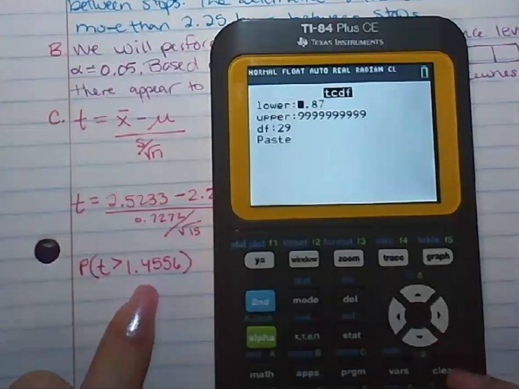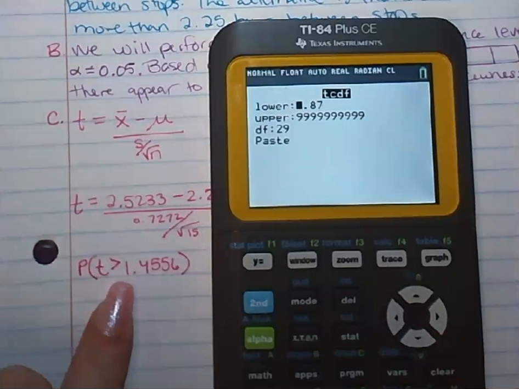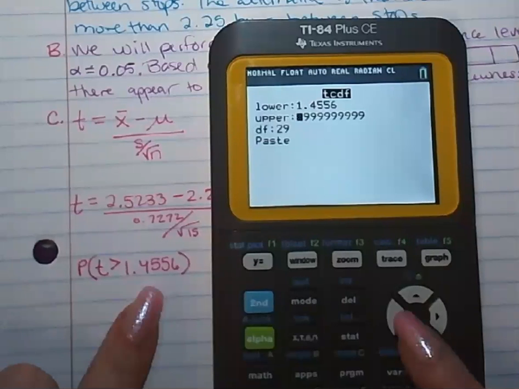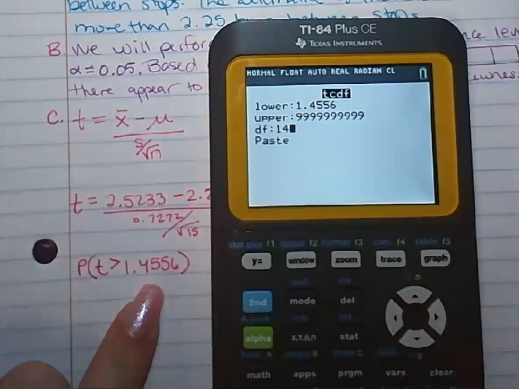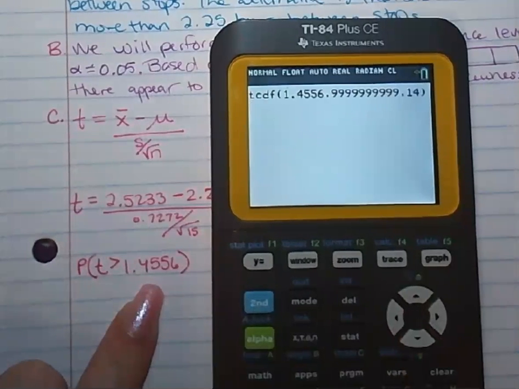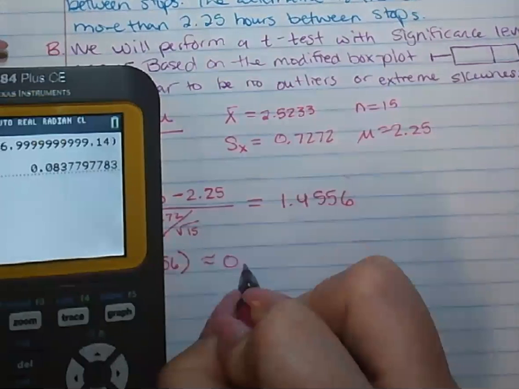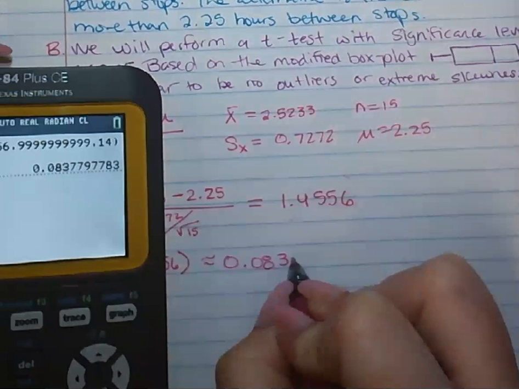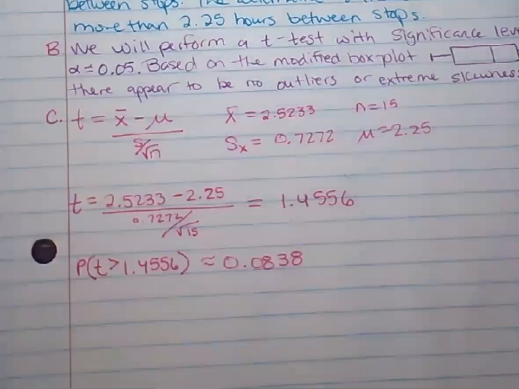Lower bound, let's see, we want greater than 1.4556, so that is my lower bound. My upper bound would be infinity, so I'll leave it like that. And my degrees of freedom: my sample size was 15, so my degrees of freedom is 14. So that is about 0.0838. All right, so that is my p-value.